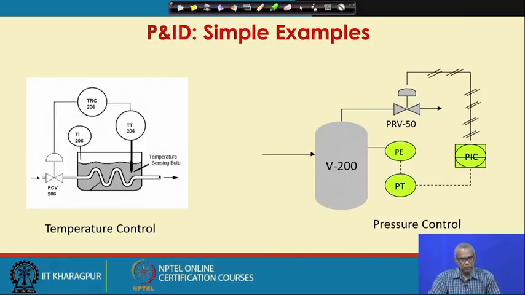So, these are very simple examples. And I would like to advise you to look at more complicated examples from books or any other internet sources, but you will be able to analyze the P&ID diagram if you keep the information that we just talked about.